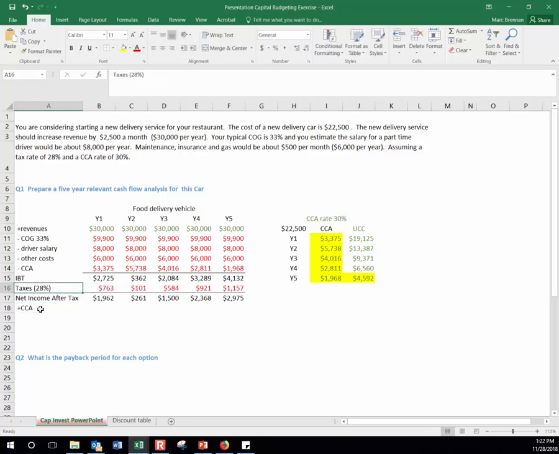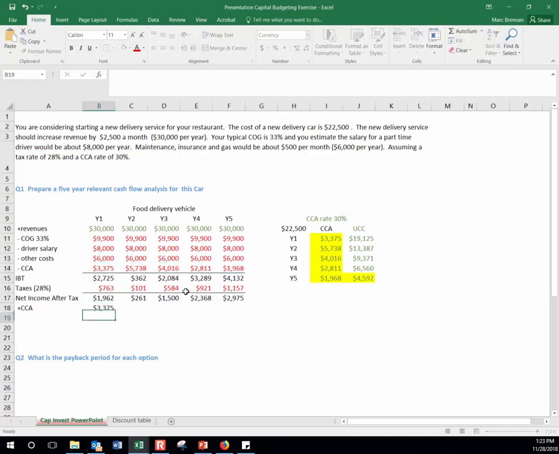We have to add back our capital cost allowance. Capital cost allowance allows us to expense the value of a new asset over its life. But really, that cash is never exchanging from year to year. We're never actually losing that cash. What it does is it brings down how much we owe in taxes from year to year. So we're going to add that back because it's cash that we actually will have. So we're just going to simply add back all of these amounts.